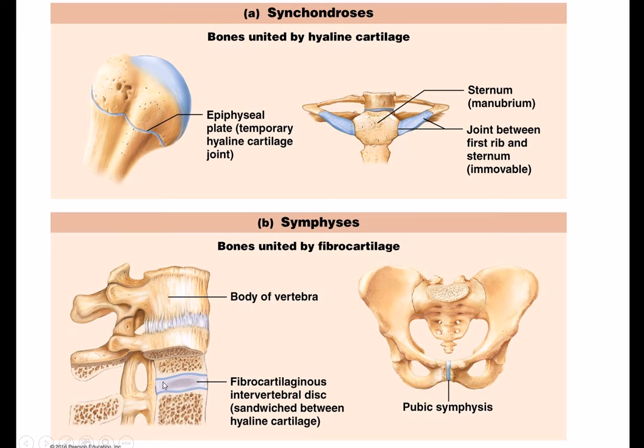Now, both the pubic symphysis and the intervertebral discs have these pads of fibrocartilage between them, but that does not mean they don't also still have the articular cartilage, because anytime you have a bone end coming together with another bone end, it's going to get covered with articular hyaline cartilage. But the symphyses have fibrocartilaginous pads between them, sandwiched in there.